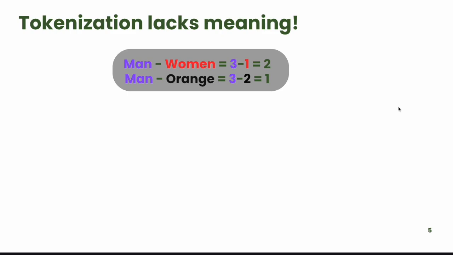So now to capture the semantic meaning, or to understand how far away man is from the word women, I can just take a subtraction of the 2 token IDs. In this example, when you subtract women from man, you get 2, and when you subtract orange from man, you get 1. So this indicates that the word man in the token space is actually further away from women as compared to orange. So man is semantically more similar to orange than to women, which doesn't make much sense.